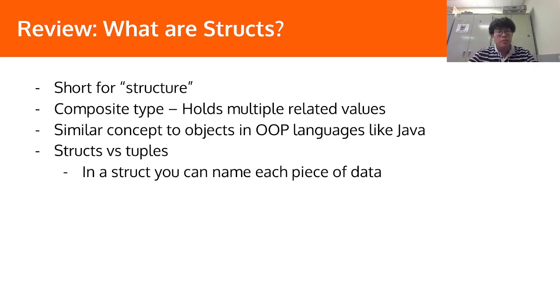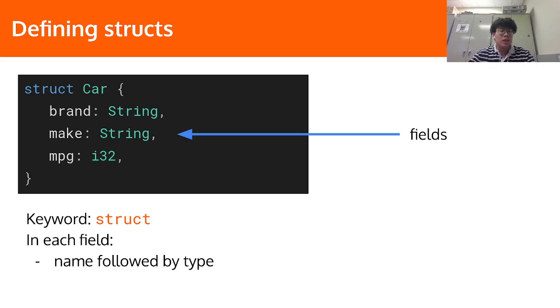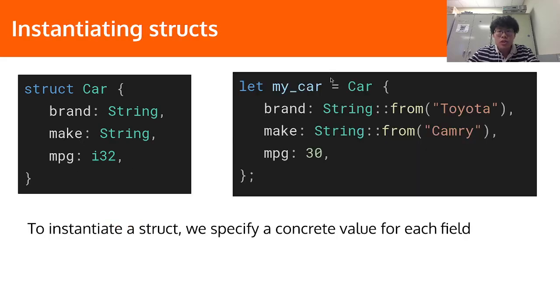So just a quick recap, structs are short for structure and they're essentially composite types that hold multiple related values, right? So here is an example. We have a struct car and each of these lines inside here are called fields, and each field has a name associated with it, for example brand, make, MPG. So to actually use a struct, you have to instantiate a specific instance of a struct. For example, here we have car, and then we have to create concrete values for each field in the struct.